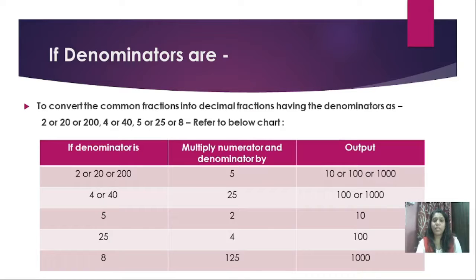And if the denominator is 8, remember children, you need to multiply the numerator and the denominator by 125. Let the numerator be any number. If your denominators are any of these numbers, multiply both numerator and denominator by the number in this list. Okay? Now we will go ahead and solve a few problems based on this chart. Now let us go and watch a video on how to solve these problems.